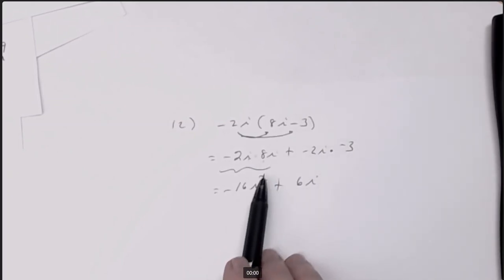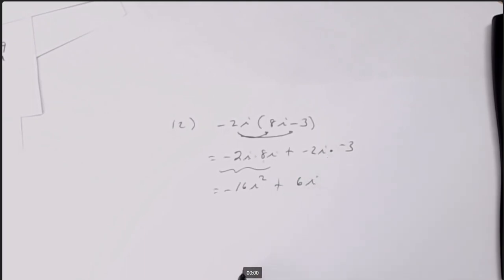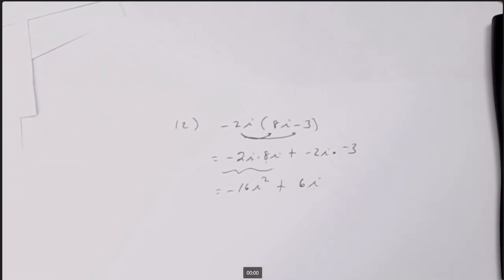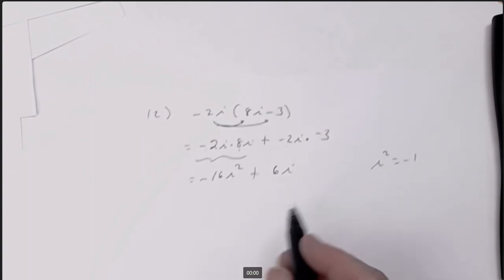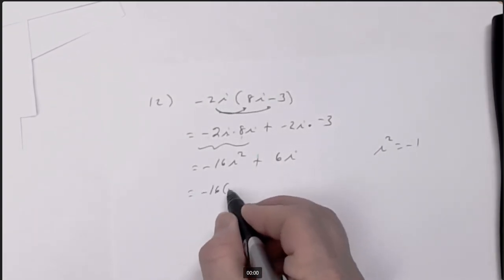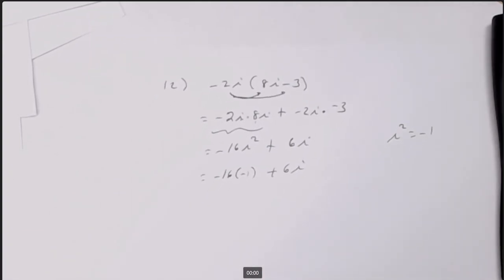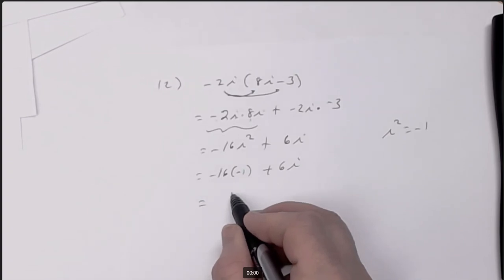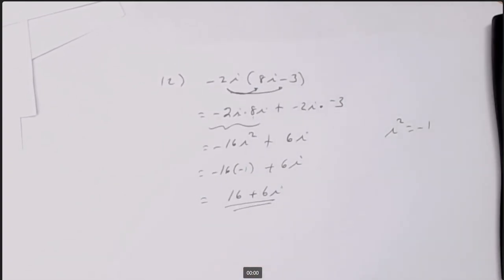Now, let's simplify this. What is i squared the same as? Yeah, so replace i squared with negative 1. So this becomes negative 16 times negative 1 plus 6i. And what's a negative 16 times a negative 1? Yep, so you get positive 16 plus 6i. And there's your answer. That's all you do. You have to remember that i squared is negative 1 to simplify this.